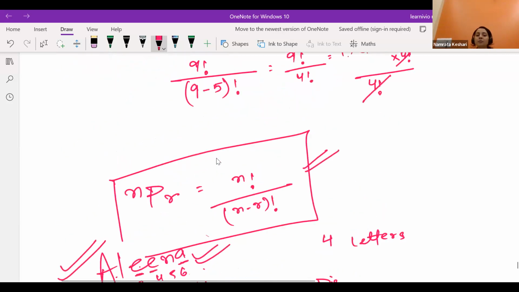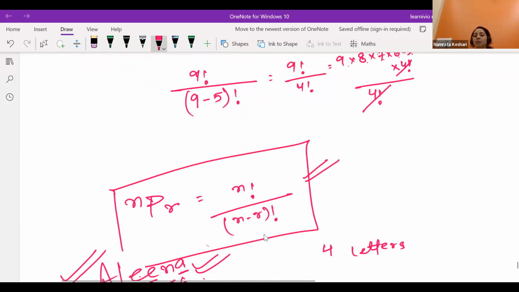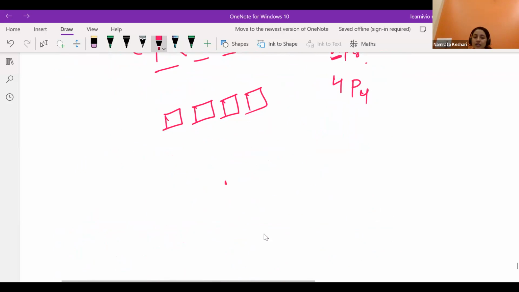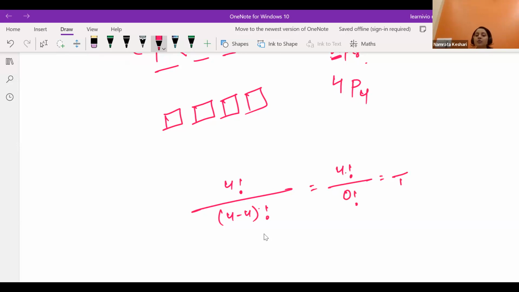What is the formula? nPr formula is n factorial by n minus r factorial. Now what is 0 factorial? 0 factorial is nothing but just 1. And what is 4 factorial? 4 means 4 into 3 into 2 into 1. And the same answer we have got by using the space multiplication principle. Yes or no, Ali and Alina? Yes.